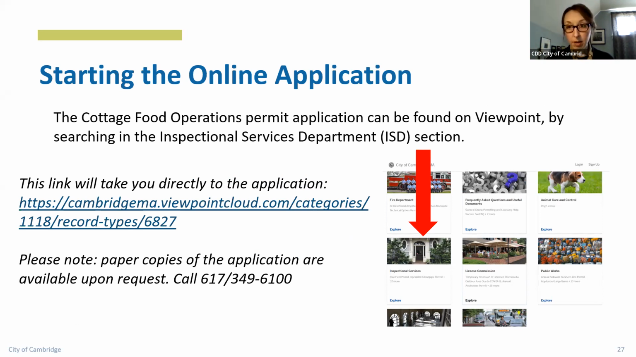And if you need paper copies, please contact 617-349-6100 for paper copies.